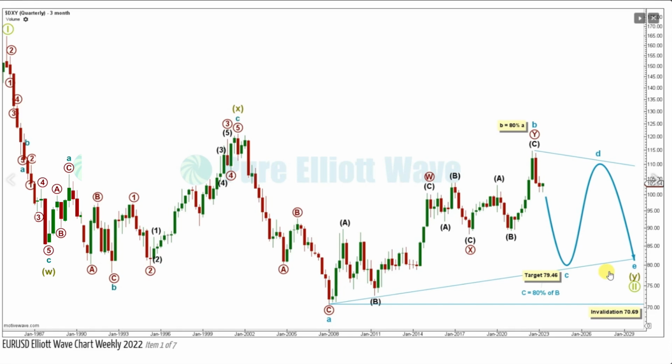Now what leads me towards a triangle moving forward? Well, this wave here, the B wave, which I have labeled cycle B, is just so choppy, and this last wave actually overlaps into the territory of this wave. So we know that this can't be an impulse, and if you did have it as a diagonal, that would still lead us to expect a correction to the downside.